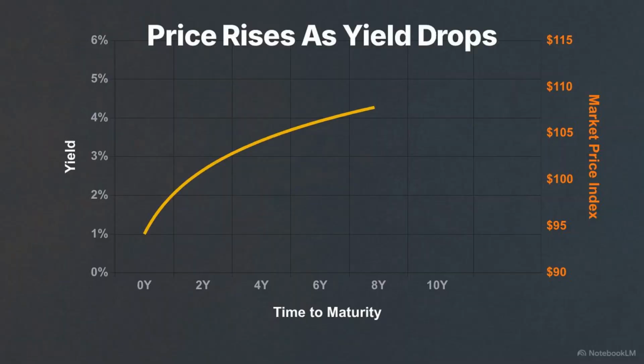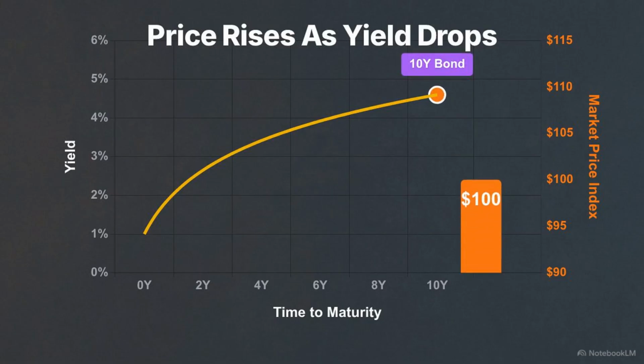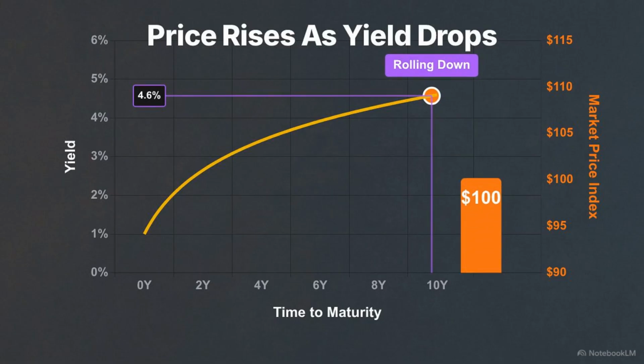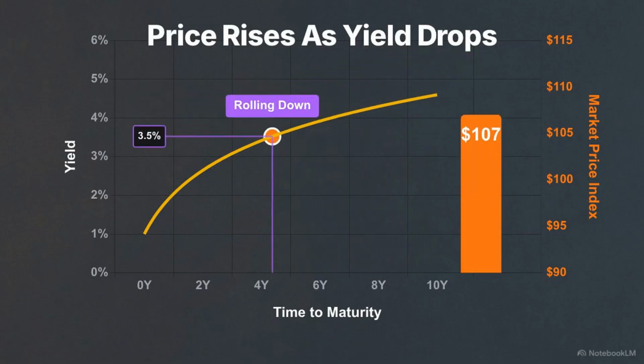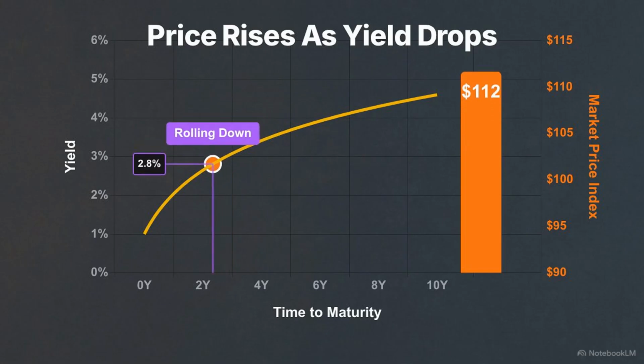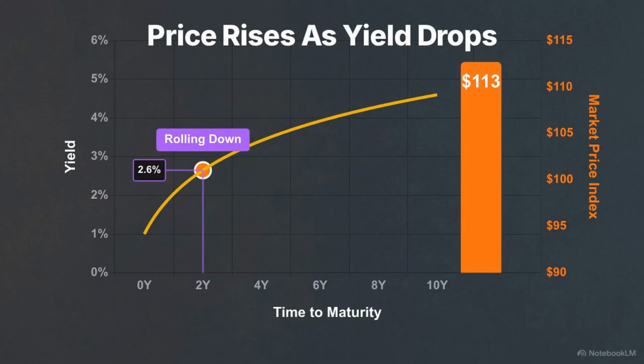This models rolling down the yield curve. A manager holds long maturity bonds relative to their horizon. As time passes, maturity decreases. On an upward-sloping curve, yield drops. Because price and yield move inversely, this forces the market price to increase.